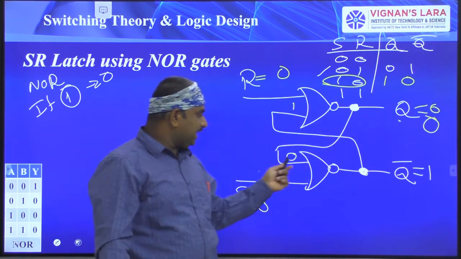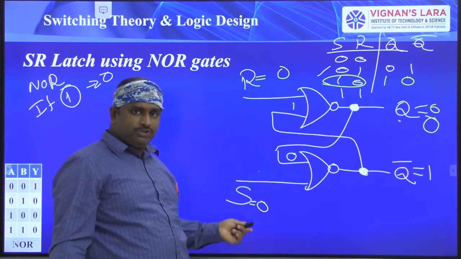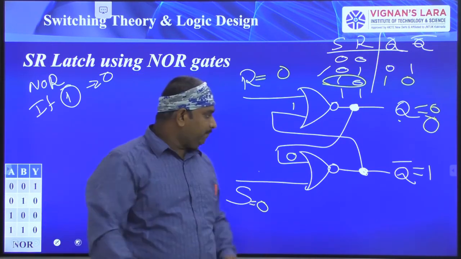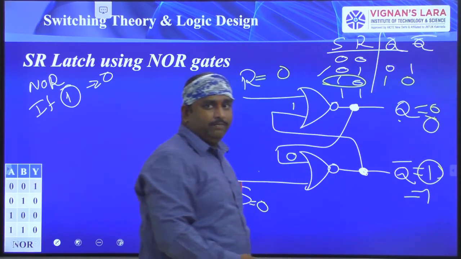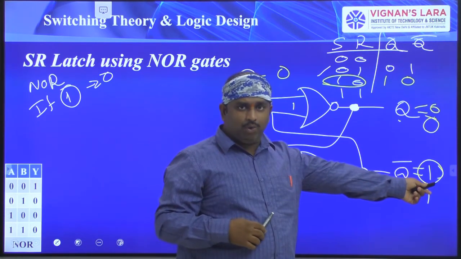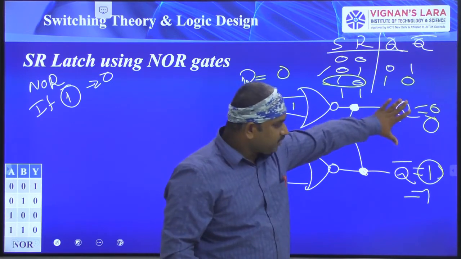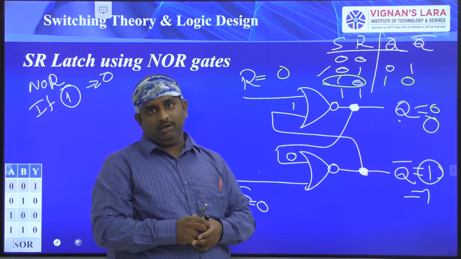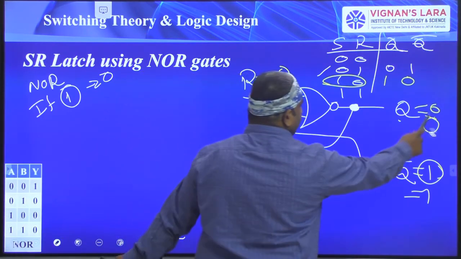Next, this 0 is connected to the second NOR gate. Both inputs are 0, 0, so the output is 1. Previously the output was 1, and the present output is also 1. So the previous outputs were 0, 1, and now the present outputs are also 0, 1. Now take the other case.